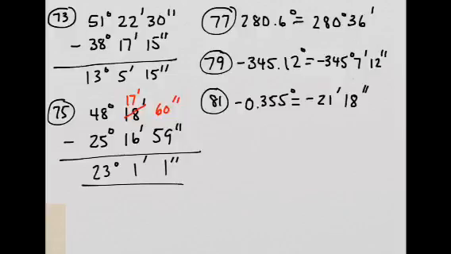Okay, so here are 77 through 81. Again, just putting them into the calculator. I didn't do these the long way. I just put them straight into the calculator, and this is what you get. So this one doesn't have any degrees. I guess you could put 0 degrees, but I didn't. I just put negative 21 minutes, 18 seconds.